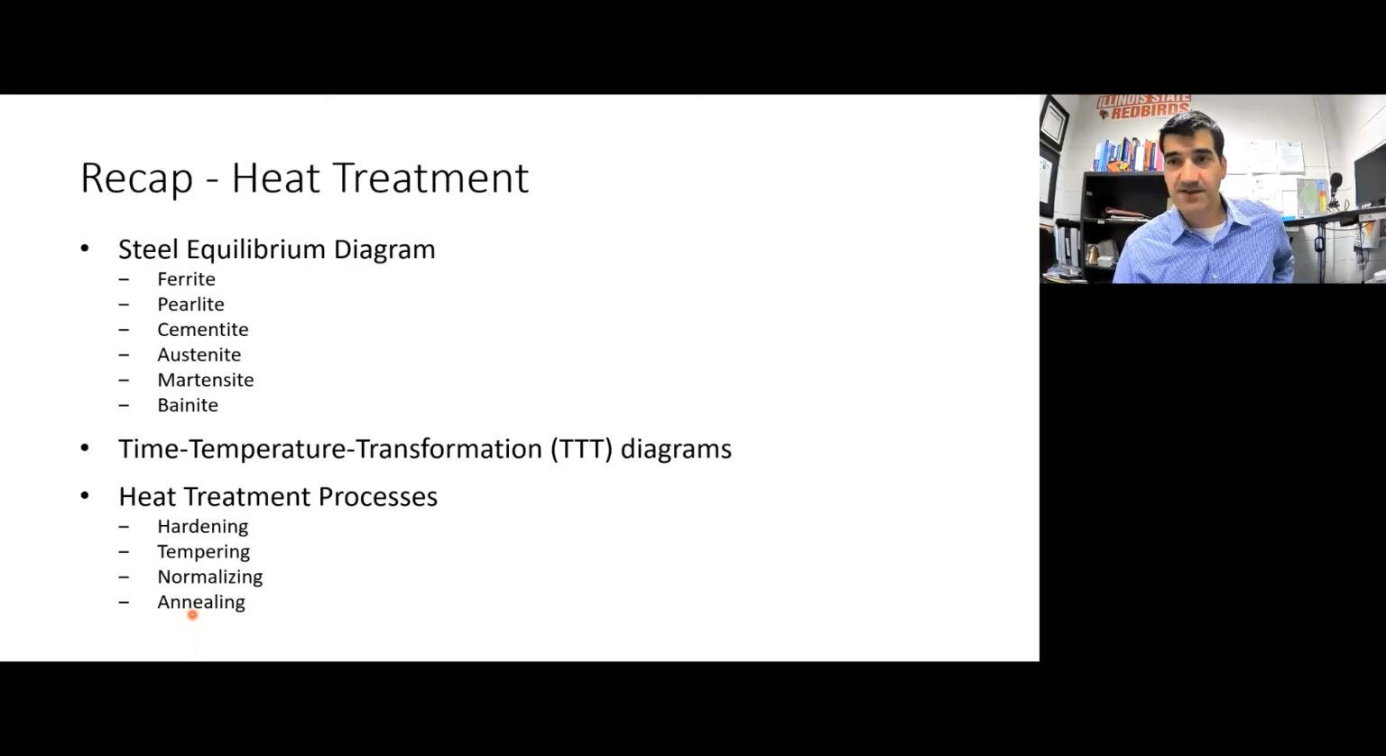All right, so this has been quite a lot of material today. We talked about equilibrium diagrams and equilibrium phases, as well as non-equilibrium phases like martensite and bainite. And then we talked about our TTT diagrams that are kind of like the recipe for achieving a certain type of finished product with desirable qualities. And then we talked about these 4 specific heat treatment processes. So for those, make sure you know the purpose of that process, what it does to the part, and make sure you know the 2-step procedure for how to apply it.